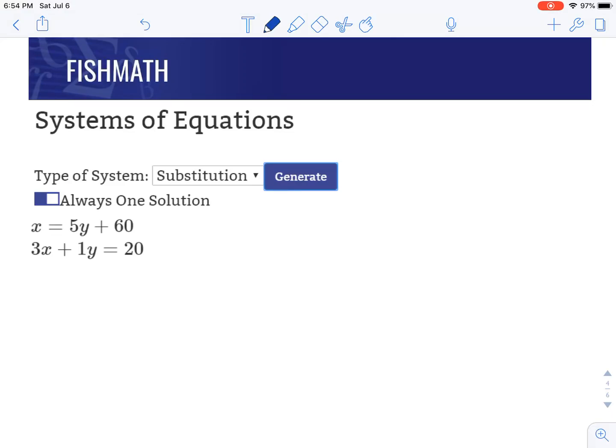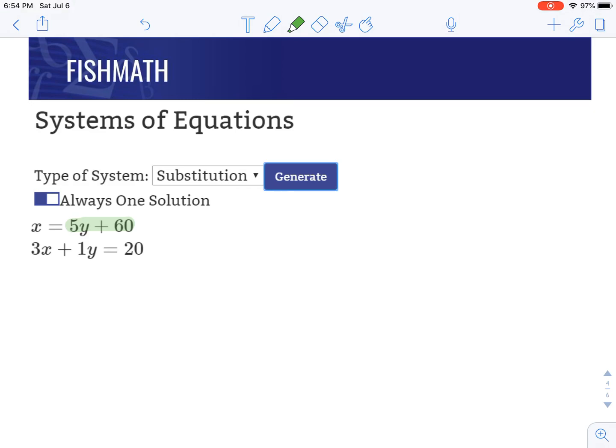Hi everyone, we're going to look at how to solve a system of linear equations here using the substitution method. So what that means is we're going to substitute one equation into the other one to get rid of a variable and allow us to solve for the other variable. So if you see here, the first one is pretty nice for substitution because we've got something equaling x. This 5y plus 60 equals x.